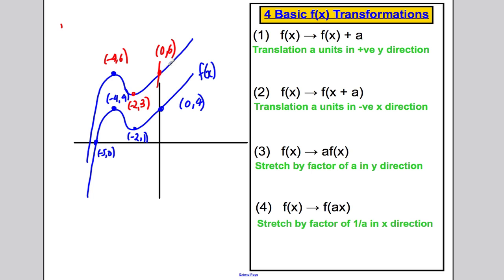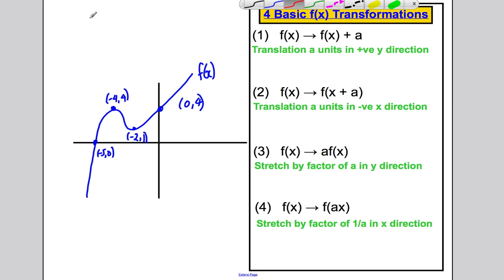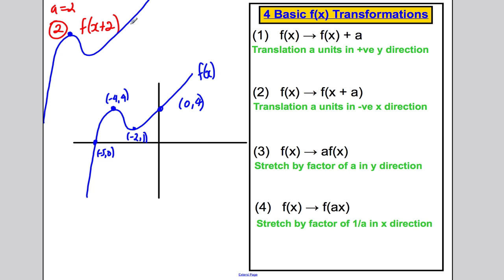I'm going to do each one part by part. Okay, what happens if a is 2 and we do the second transformation? So we're working out f of (x plus 2). Well, again, let's just copy this here. And we say it goes 2 units in the negative x direction. So 1 unit, 2 units. And we could label each of these points.